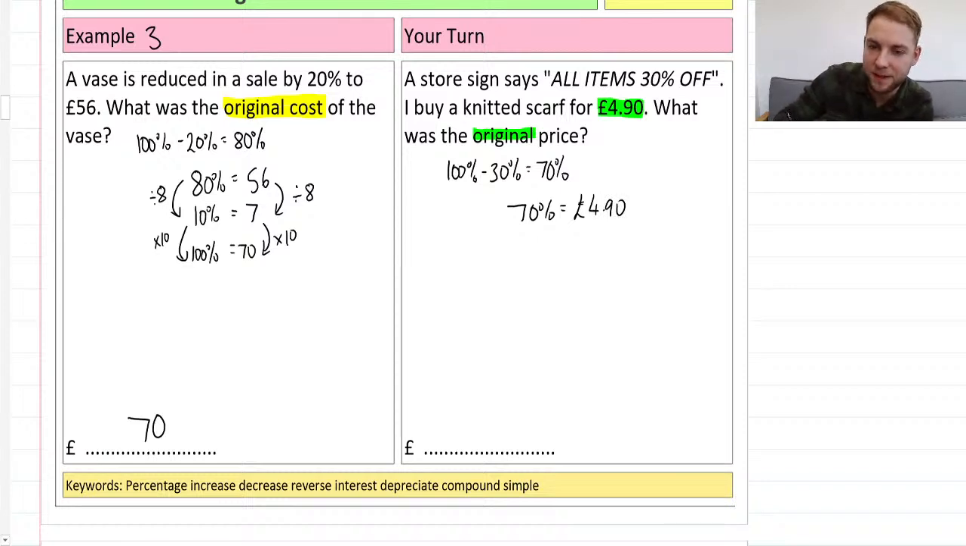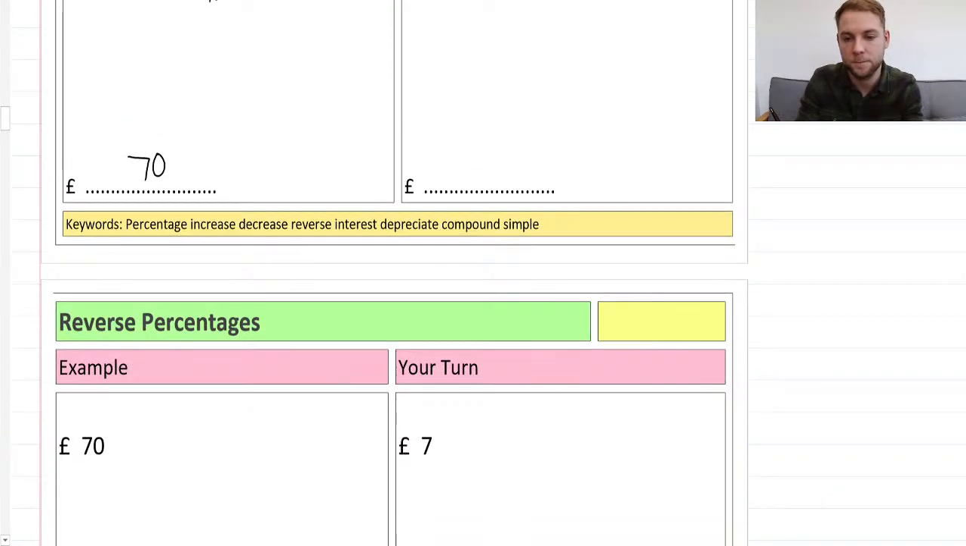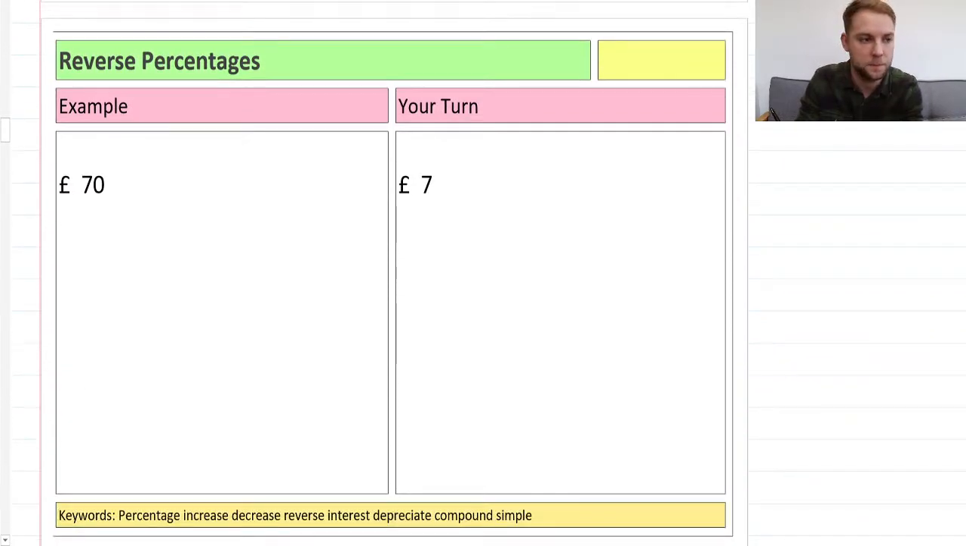Let's find 10%. In fact, I'm going to use non-calculator methods here. The quickest way to do this is to divide by the multiplier. So our multiplier here is equal to 0.7. 70% divided by 0.7 is always 100%. And then £4.90 divided by 0.7 is equal to £7 actually. Brilliant. Well done everyone. Check those. Brilliant. There we go.